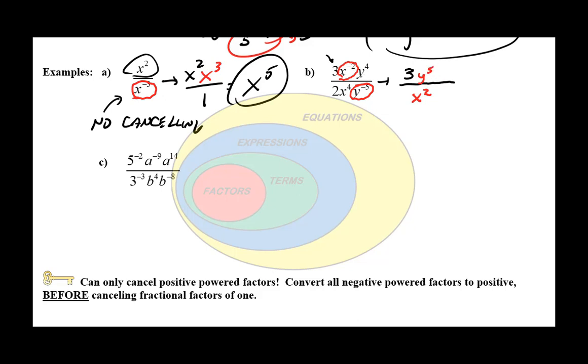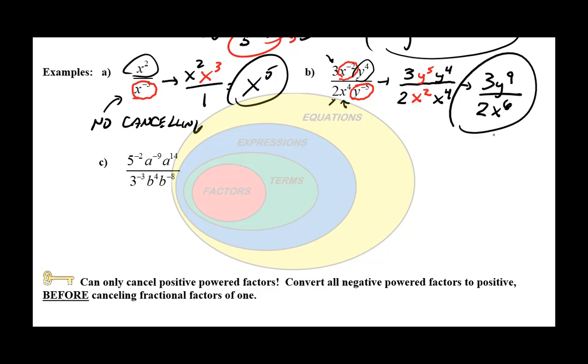This factor of y to the 4th in the numerator stays in the numerator because it's a positive exponent. 2, the factor in the denominator, stays in the denominator, and x to the 4th also stays in the denominator. It's a positive exponent. So now all of my factors are positive exponents, so I can multiply these common bases. This then would just be equal to 3. Y to the 5th times y to the 4th is y to the 9th, just adding exponents, over 2. X squared and x to the 4th would be x to the 6th, just adding those.